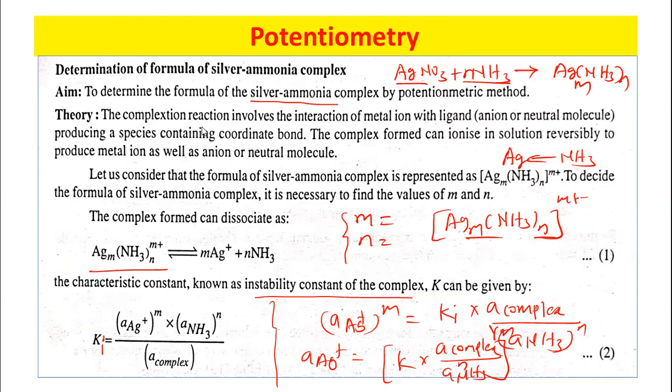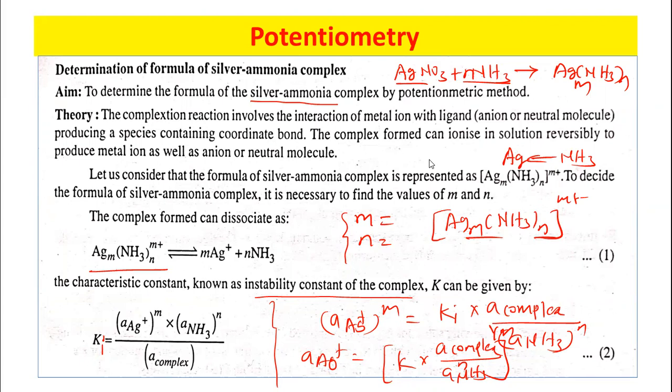The silver ammonia complex is formed by the reaction between silver nitrate and ammonia. So this is the silver ammonia complex, Ag_m(NH3)_n. In this experiment, we have to determine the values of m and n. The complex formation reaction involves the reaction between the metal ion and a ligand. In this case, the metal ion is from silver nitrate, and the ligand is the ammonia molecule.